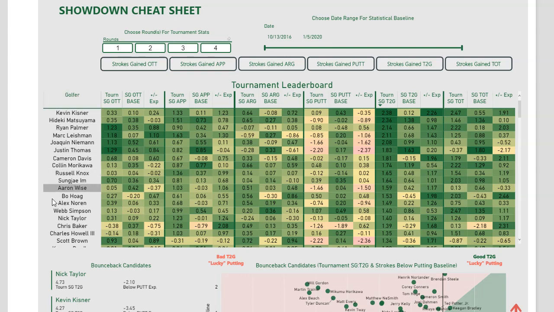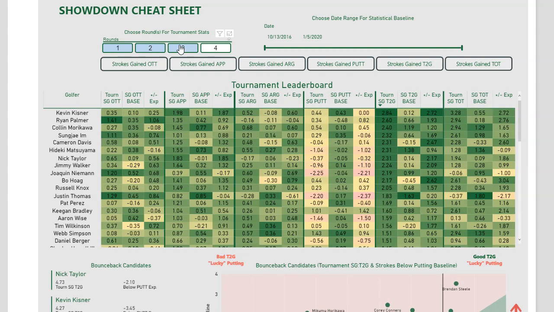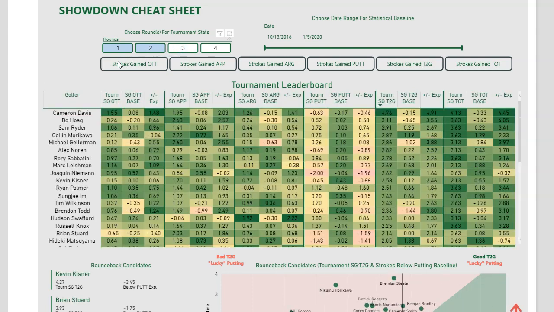These numbers here are all their averages. So you can come through and adjust the rounds that you want to see here. So if you want to see the tournament data for only the first and second rounds, let's do the first, second, and third rounds here. Okay, so let's do the first and second, sorry.